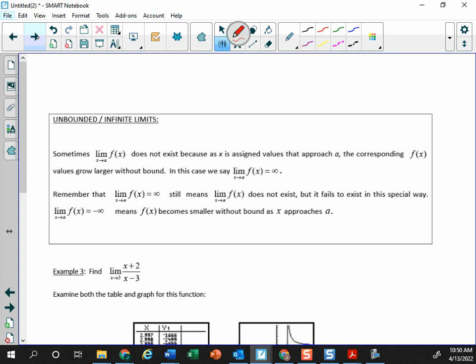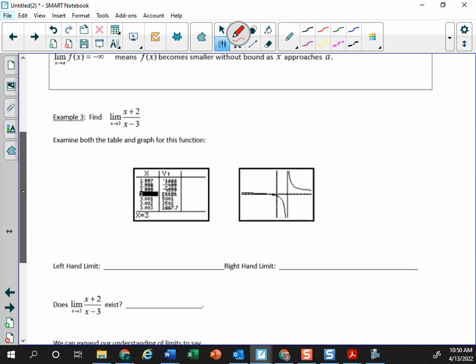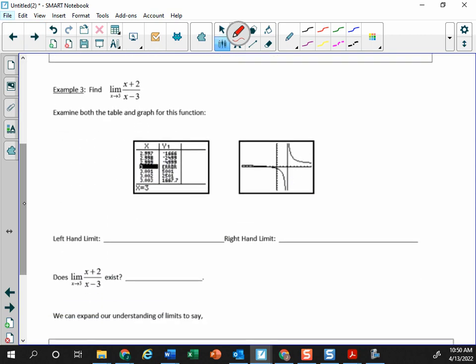All right, guys. We're also going to talk about unbounded or infinite limits, meaning there's an asymptote and you're approaching that asymptote. So let's look at this graph down here. I gave you the limit as x approaches 3 of x plus 2 over x minus 3. So this is what the graph looks like. It's a vertical asymptote at 3 and a horizontal asymptote at 1. That should be familiar to you from graphing rational functions.